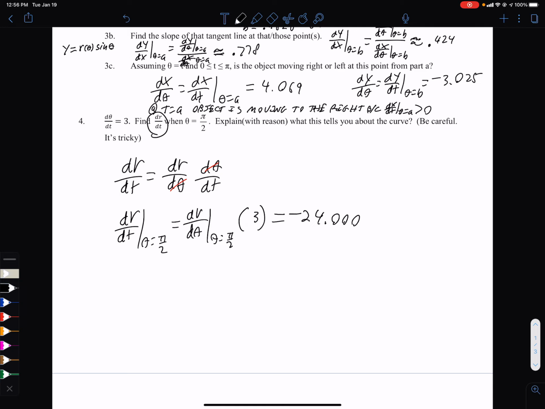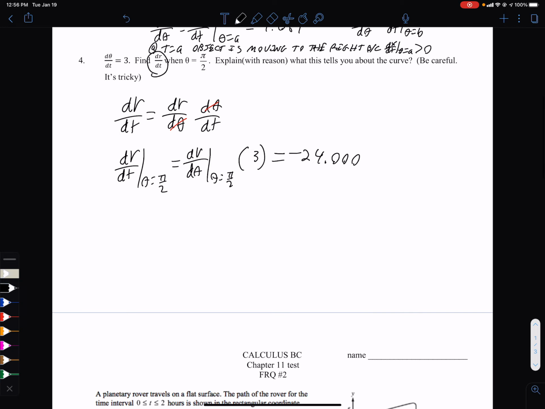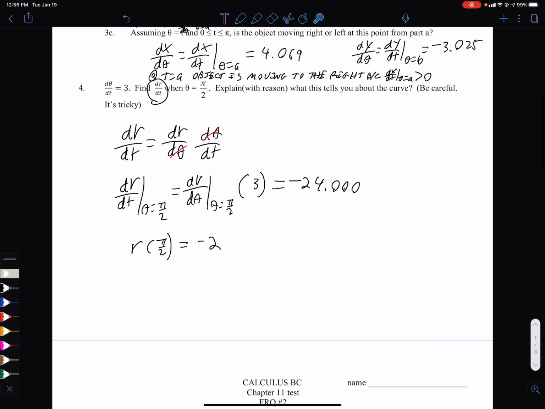Now, this is where you have to be careful. Because your derivative of r is negative, it does mean it's decreasing, but it doesn't mean you're getting closer to the origin. And here's why. You need to find your r at pi over 2. And if you put that in your calculator, you end up with negative 2. So at pi over 2, your r is negative, and it's decreasing. So it's becoming a bigger negative number, negative 2, negative 3, negative 4, negative 5. And so it's actually moving away from the origin.